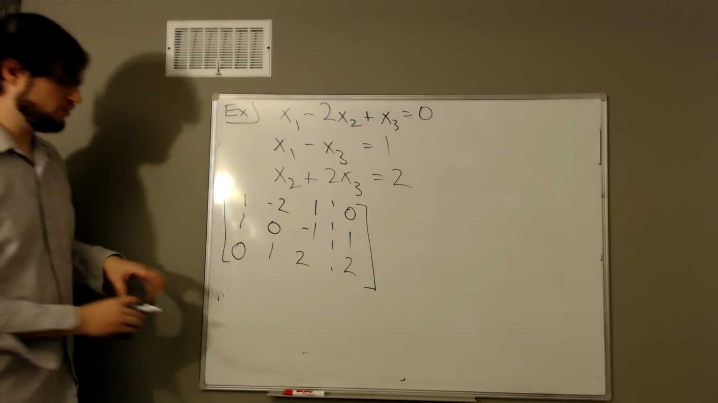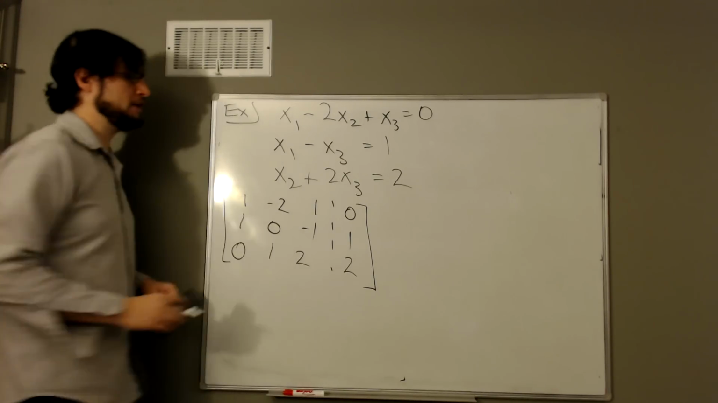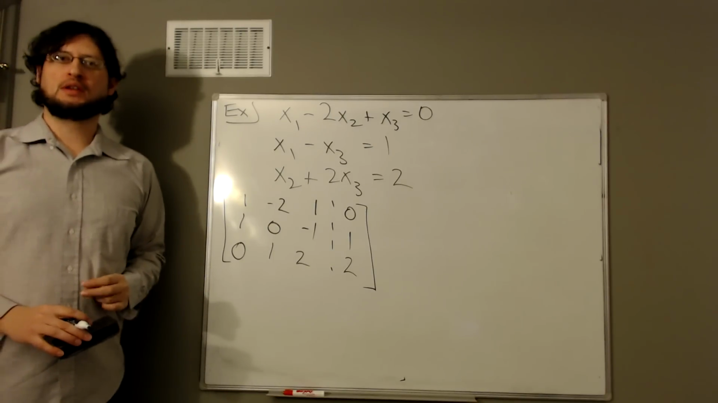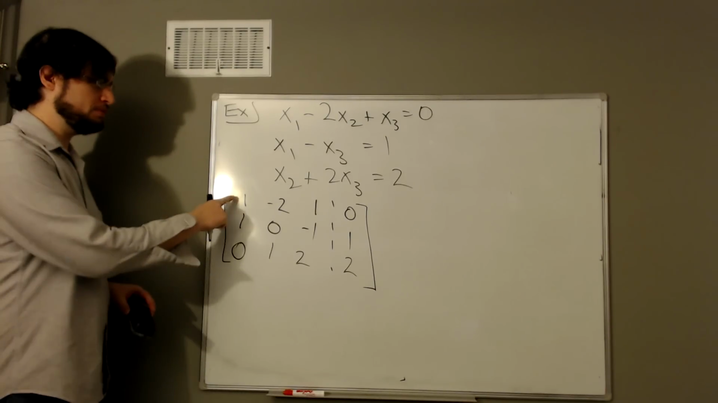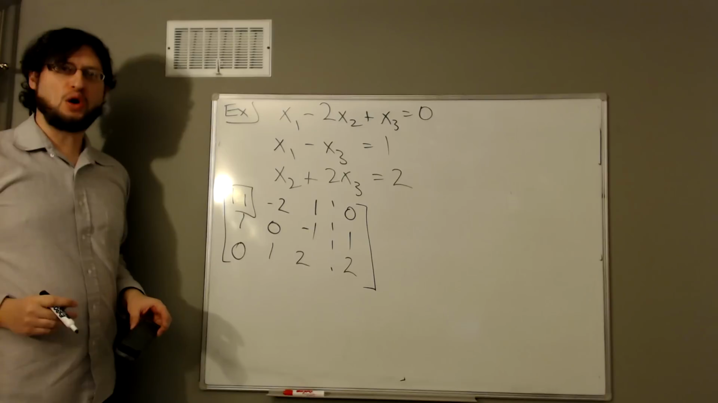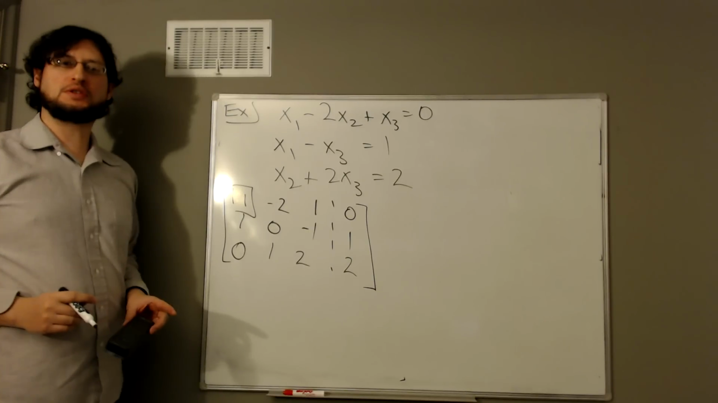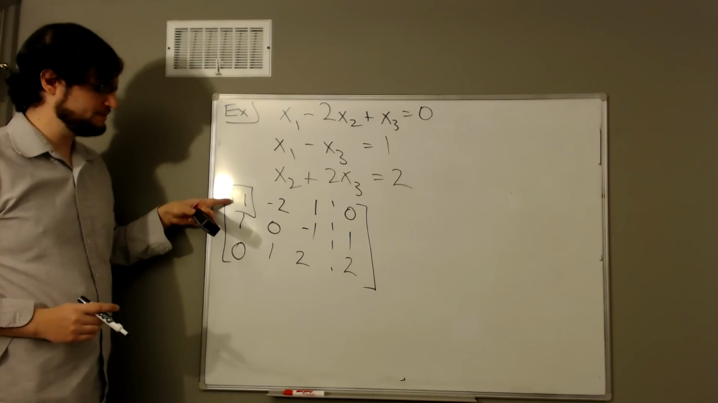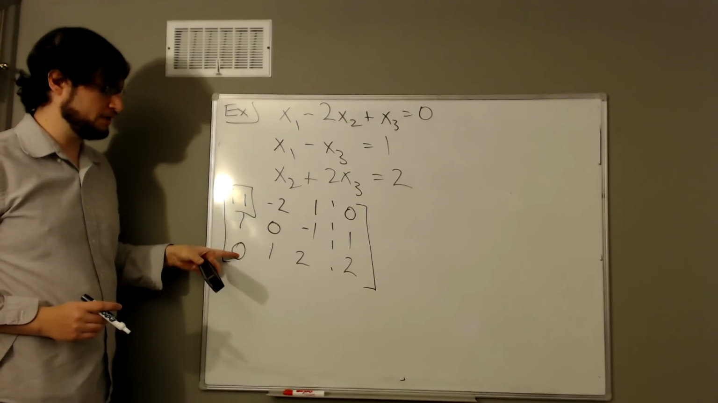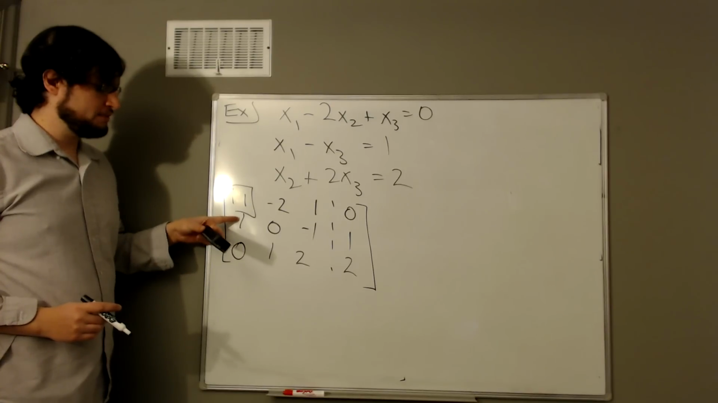And now we need to row reduce it by finding pivot positions and making zeros above and below them. Our first pivot position will always be the upper left-hand corner. Here it is. It's already a 1, so that's good. So we don't need to do anything with that. But we do need to make zeros below it. I already have a 0 here. That's fine. But I need to make this one into a 0.